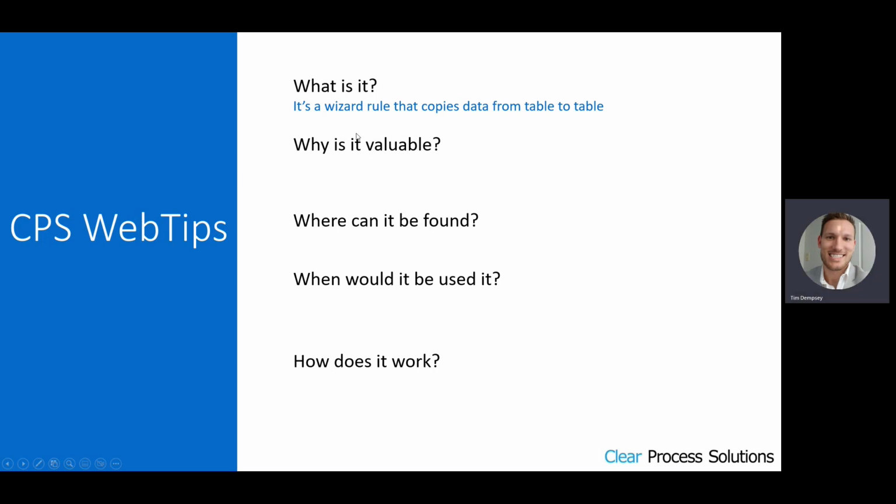So why is it valuable? Well, the key here is that it's a wizard rule, so it's built in and it's an automated function. So no longer do we need to use custom code. We can simply just create an out-of-the-box rule, saving us time in development.